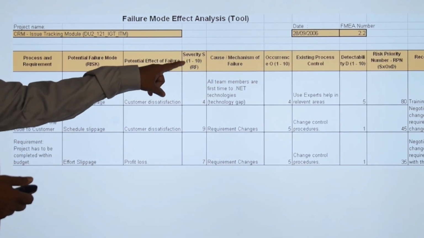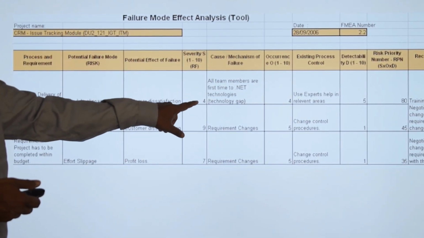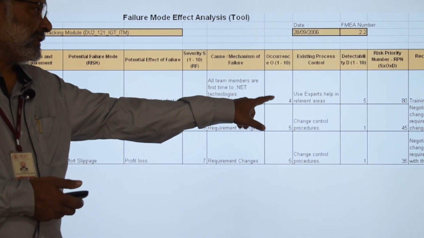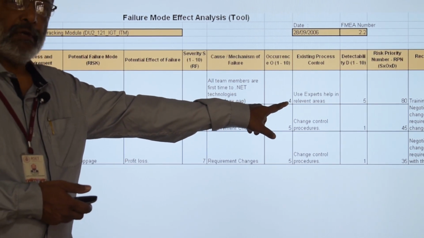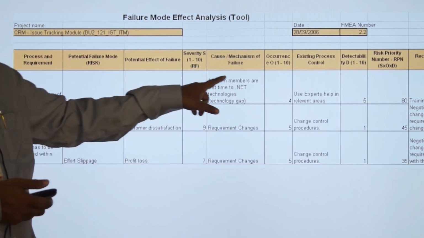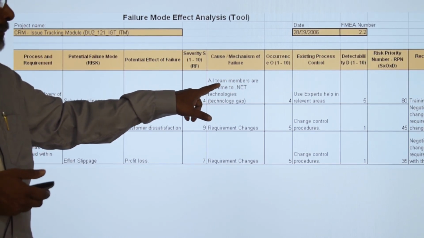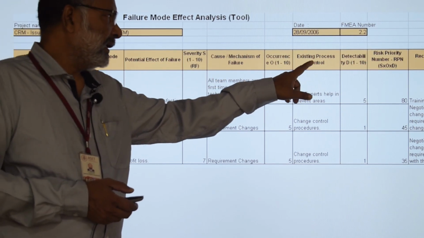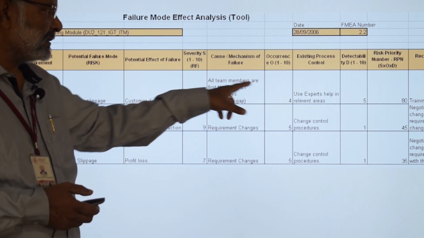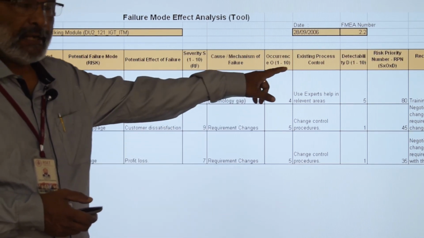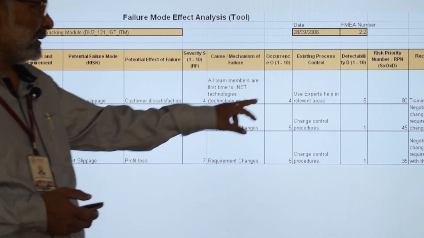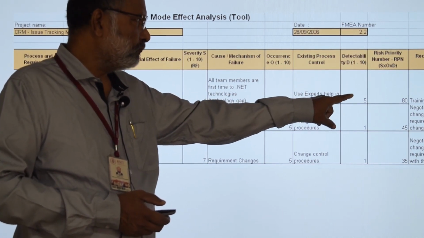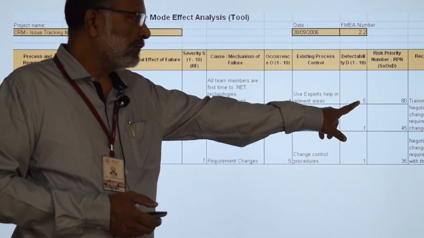And you have scored the severity of the risk on a scale of 1 to 10, and the score is given as 4 here, the medium severity. Probability of occurrence is again scored on a scale of 1 to 10, a score of 4 is given here. There is a subjectivity based on the person who is going to score, but still it will help you to identify and analyze the risk. And what is the existing process control for mitigating the risk? Use expert help in relevant areas, that is the existing mechanism to control the risk. And detectability is again scored on a scale of 1 to 10, and a score of 5 is given here.